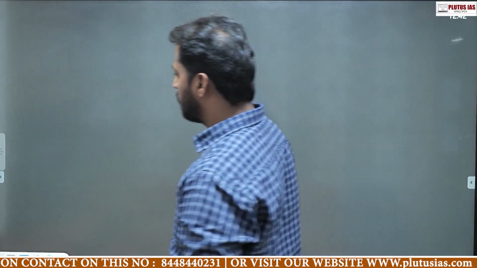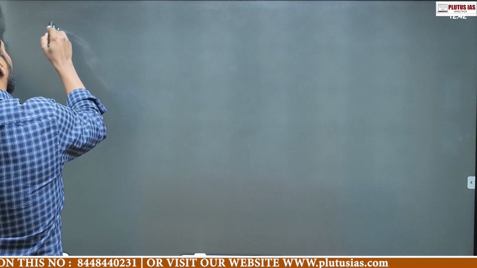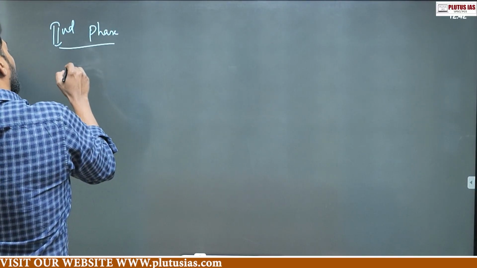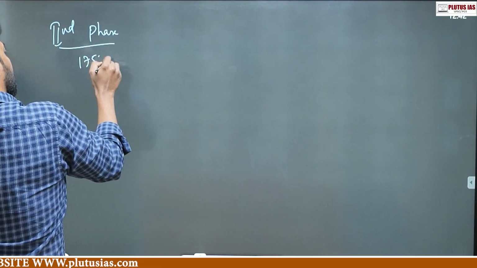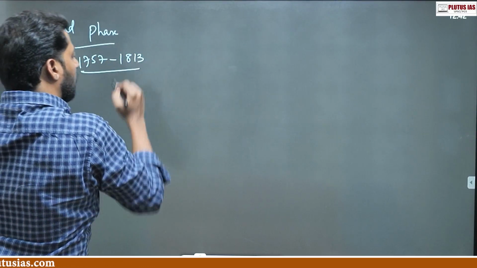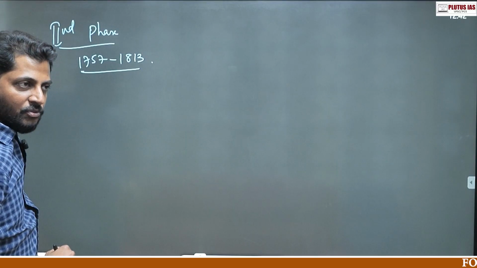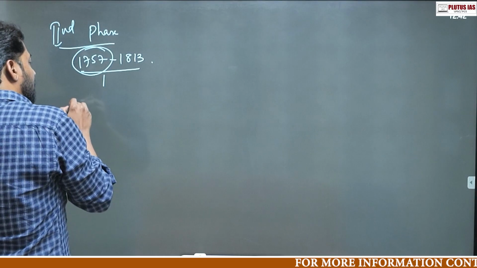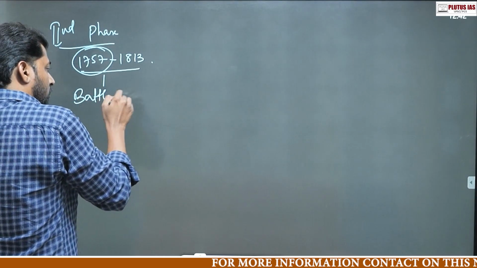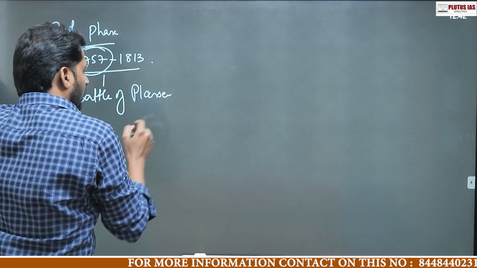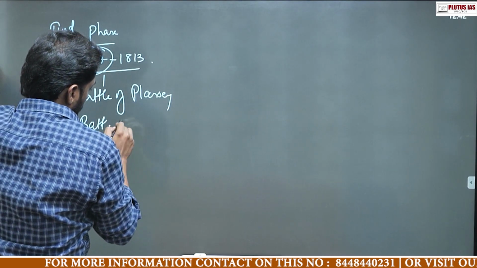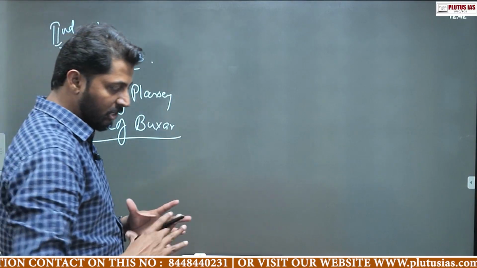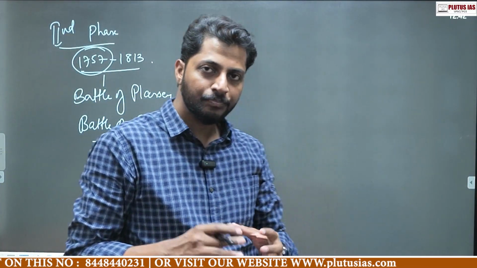So let us see the second phase, that is 1757 to 1813. See what happened in this phase? In this phase, particularly 1757, that is Battle of Plassey, and later 1764 Battle of Buxar. So in these battles, after these battles, what happened to the British?